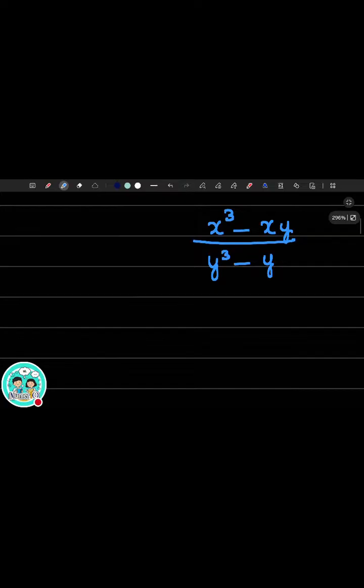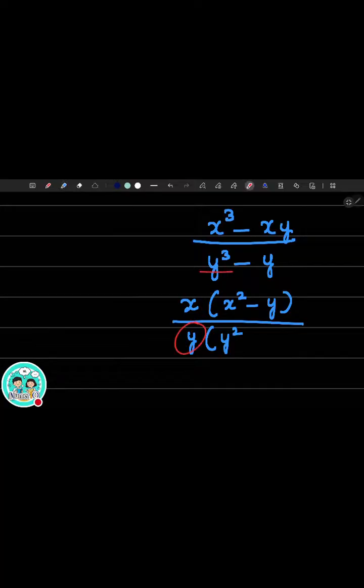So what will you take common from the numerator? You will take x common from the numerator term. What remains inside is x square minus y. Whole divided by, when you take y common out, the first term will be y square. Once you take common, you have to divide it by this term. So y cube by y is nothing but y square. Minus will continue. What is y divided by y? Because you have taken y common out, it will be 1. Okay, so this is how you have to take common. Is it clear now?